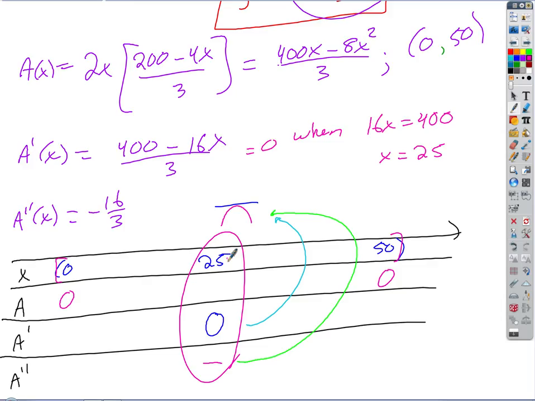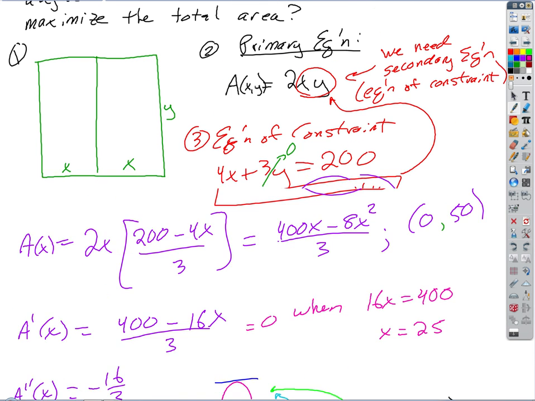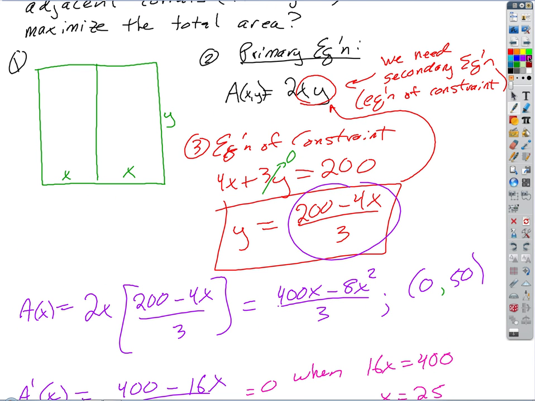Is that 25 feet? So 25 is x, but we've got to go find y now, because in our picture we had both an x and a y. How am I going to find y? Plug it into the box equation, right? The substitution equation is already solved for the other variable. So if we plug in 25, we get 200 minus 100 over 3, which is 33 feet and 4 inches, I guess. Does that make sense?